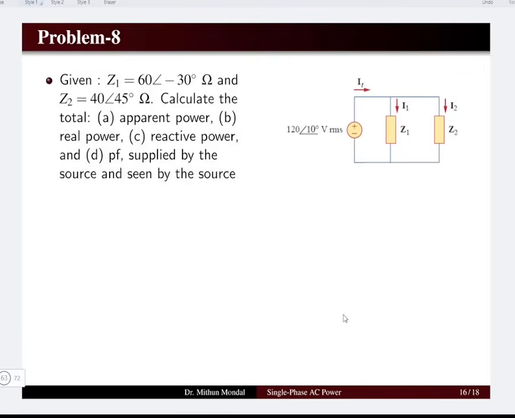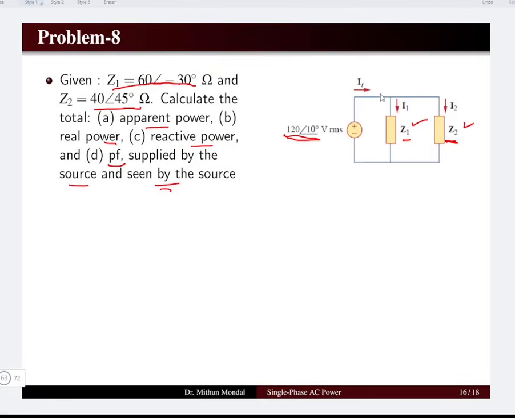This is the last problem of this tutorial, where we have two loads Z1 and Z2. Their values are given as 60 angle minus 30 and 40 angle 45, and there is a source 120 angle 10 which is delivering to these two loads Z1 and Z2. We have to determine the apparent power, real power, reactive power, and power factor which is supplied by the source and seen by the source.